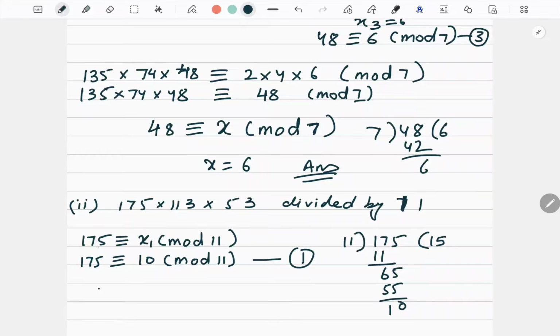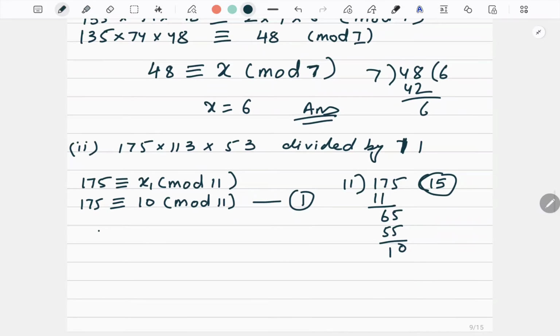And again I will say, if you divide 175 by 11 in the calculator, 15 point something will come. So divide by 15 directly. Okay. Now let's do 113.